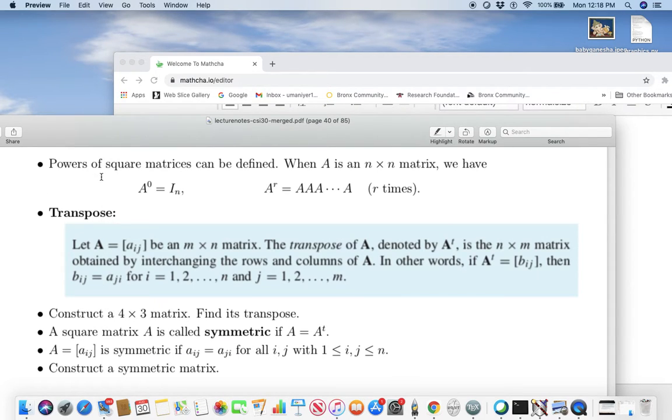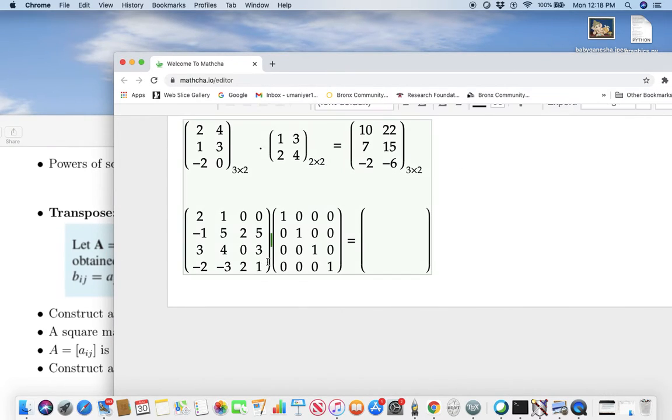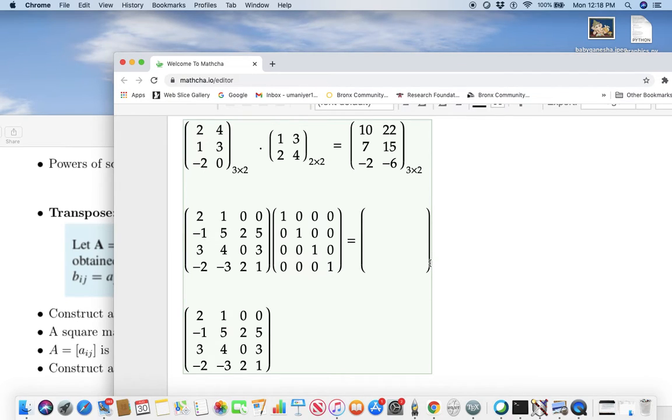So, we were talking about powers of square matrices. When A is an n by n, that is a square matrix, we can take its power. Say, for example, here is a square matrix that you have. I'm not going to compute it, but this matrix to the 0th power is the identity matrix by definition.